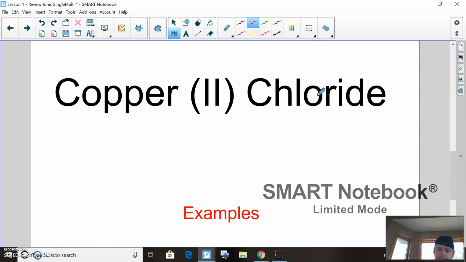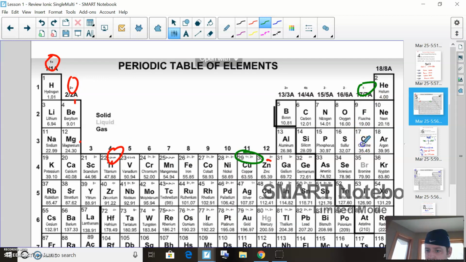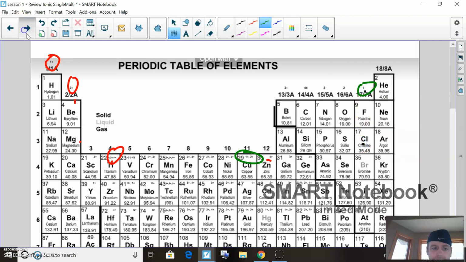All right, so copper 2 chloride. The Roman numeral means that copper is +2. CuCl. Write out the elements, put the charges on there. The Roman numeral told me that it's +2. Chlorine is always -1. If you look on your periodic table right here, chlorine is -1.